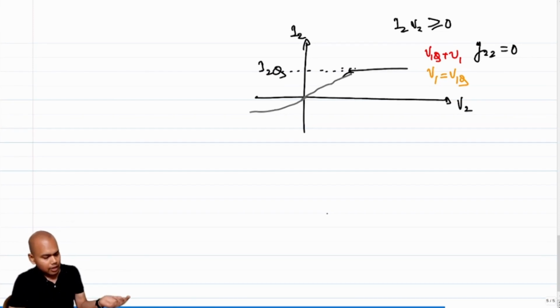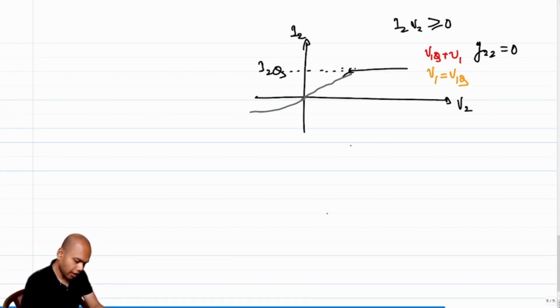In order to understand this, we'll have to go back to see what happens to I2 if V1 changes, right? That's what we have done here. That's what we are asking, correct? So incrementally, what is the relationship between I2 and the port voltages? I2 is Y21 V1 plus Y22 V2.